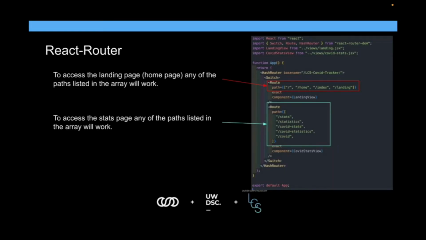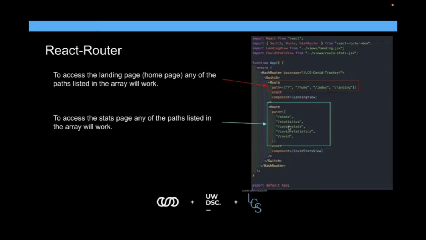In order to access the landing page or the home page, any of the paths listed in this red box, in this array over here, will work. So /home, /index, and /landing will all work to show you the same page, which in this case is the home page. Similarly, any of the elements of this array over here, so /stats, /statistics, etc., will all work as well to show you the COVID-19 stats page.